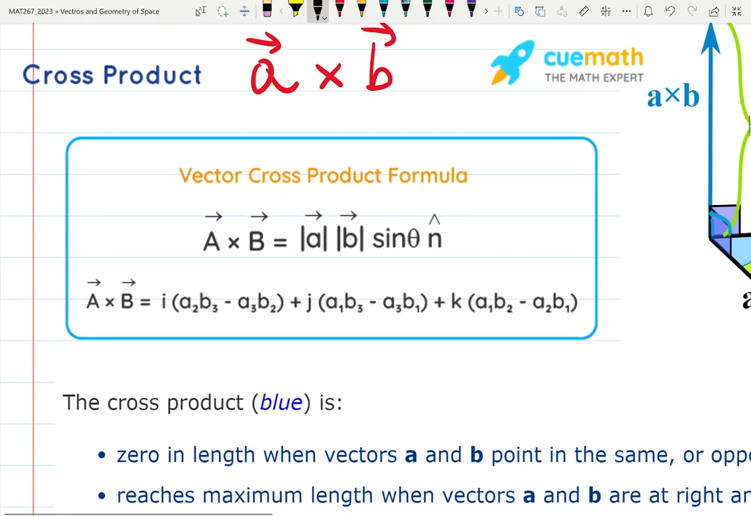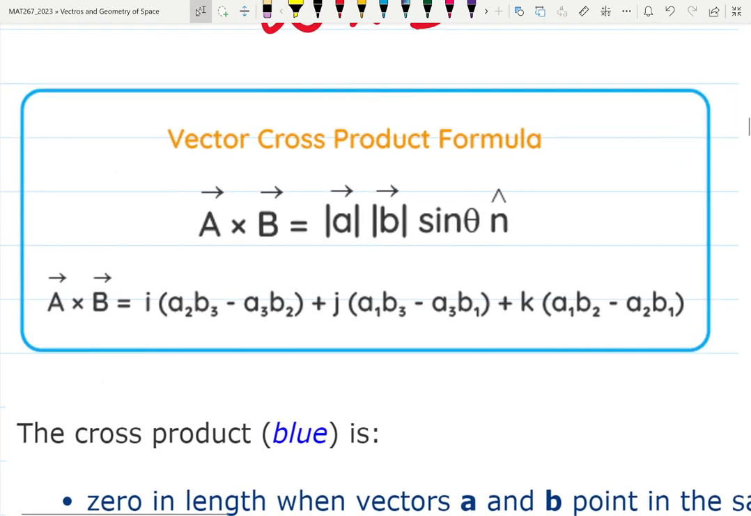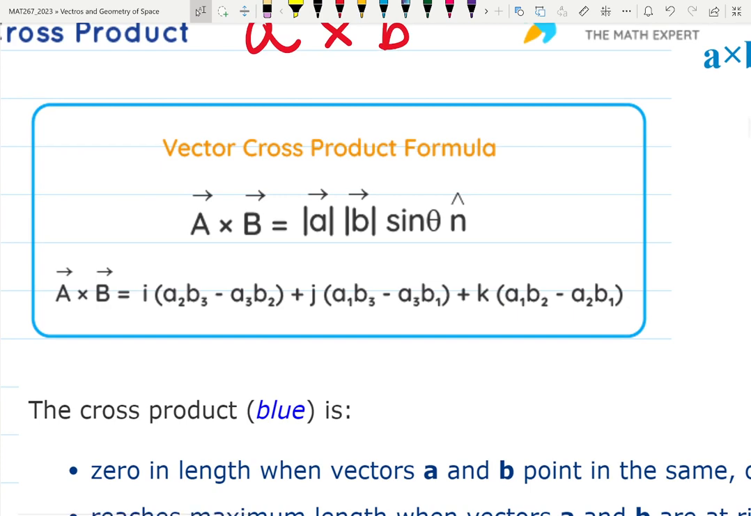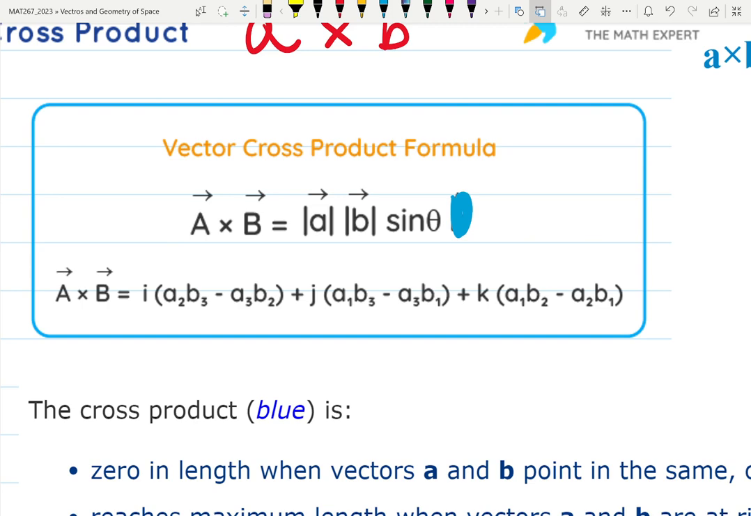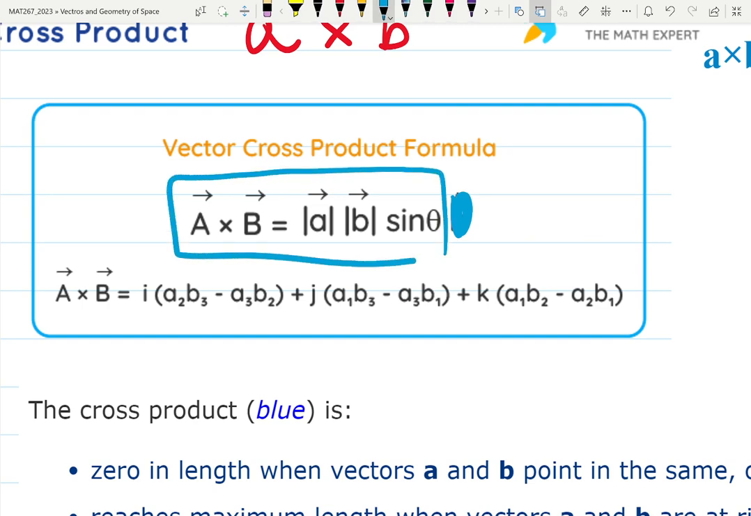Okay, so the formula, we're going to have several formulas. Let's not write down this. This will show up later. Here it is. Cross product between A and B, both are vectors, is the size of A, the size of B, magnitude, times sine of the angle between them.